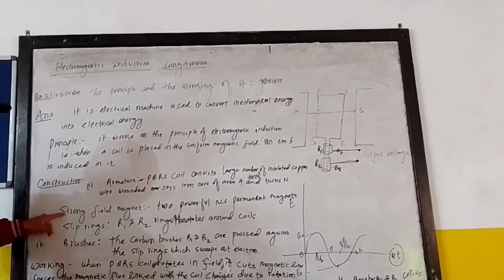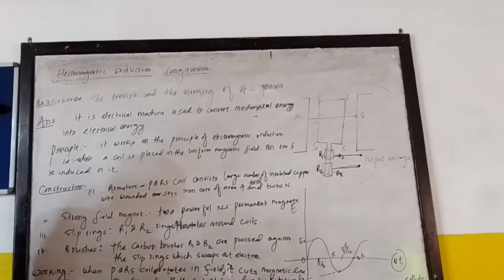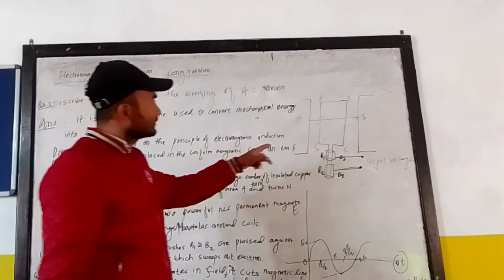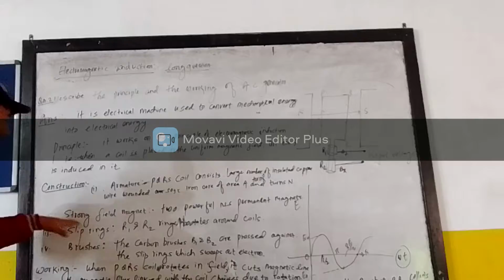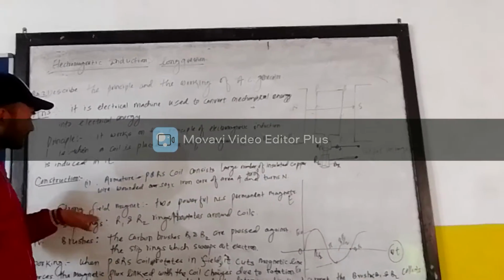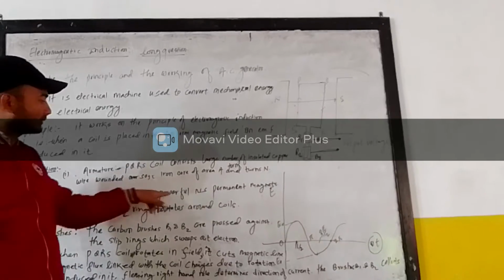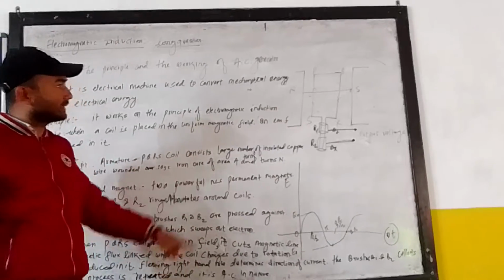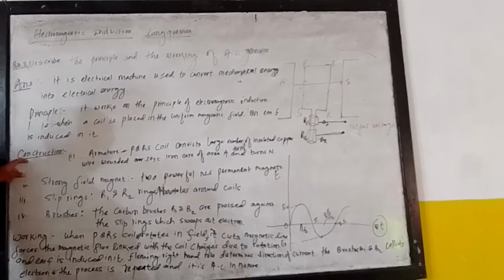The second important component of the generator is strong magnets, the strong field magnet. That means here is N, and these are the permanent magnets. These two are also important, so strong field magnets are important. You can see here two powerful magnets, N and S permanent magnets, in this figure. This is another component of a generator.